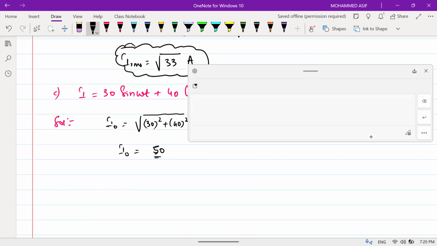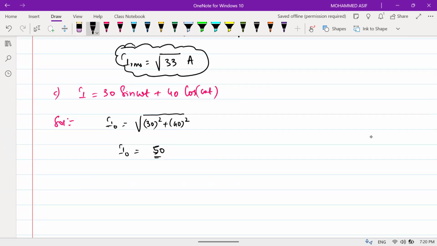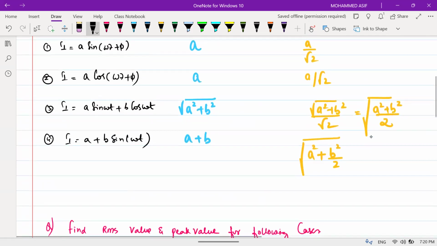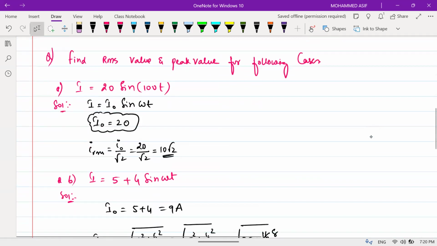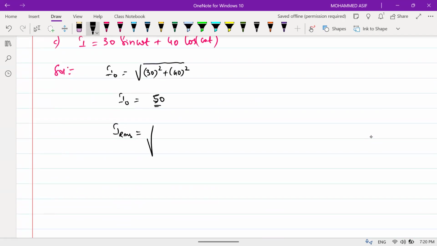50. Very good. Then tell me the IRMS value. IRMS is equal to how much? See, what is the formula? Third one: IRMS is equal to the square root of A square plus B square divided by 2. So this is the square root of 30 whole square plus 40 whole square divided by 2. Got it? So this value will be the square root of 30 square plus 40 square, which is 50, divided by root 2.